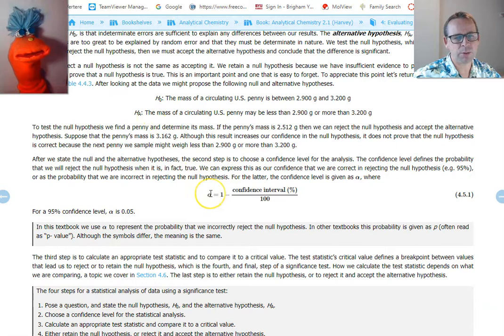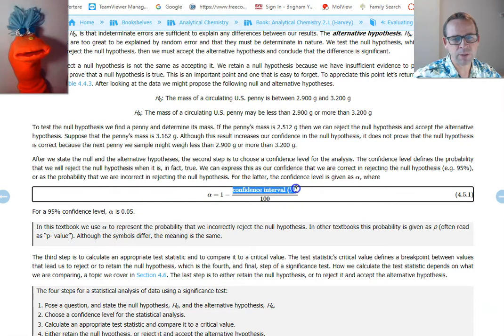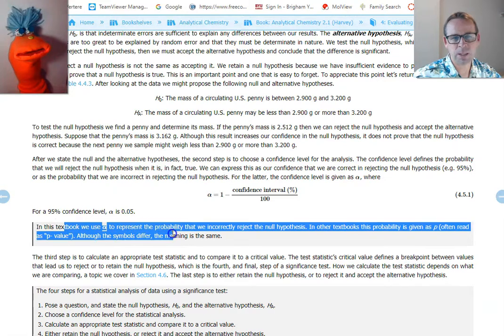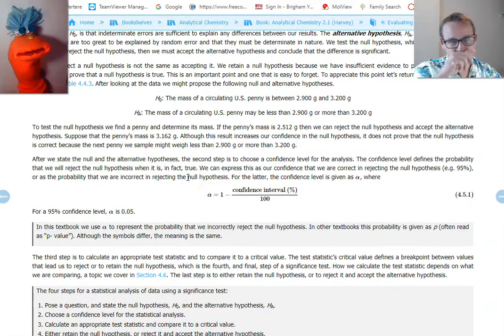We use this alpha number as a confidence level. And our confidence interval that we talked about before, divided by 100, so essentially turning our confidence interval into a fraction, 1 minus that value would equal our confidence value, or our p-value, some people call it, or alpha. All right. So in this textbook, we use alpha, but that's the same as p, essentially. And you're going to read a paper about p-values and what they mean.